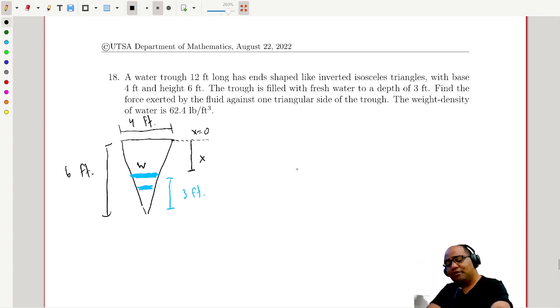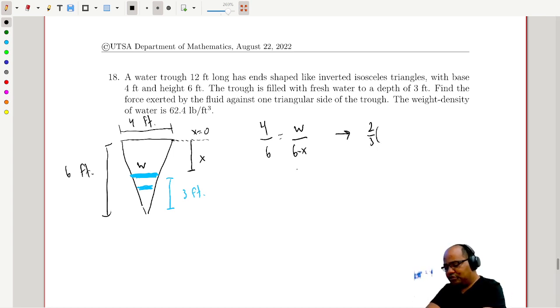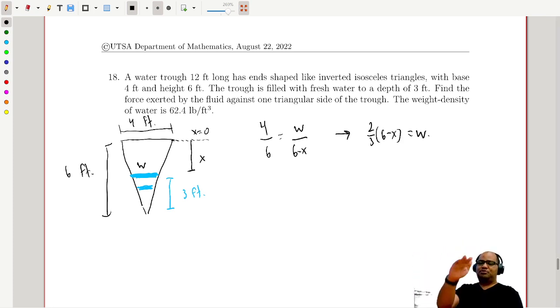So the width of the big triangle, 4, is to the height of the big triangle, 6, as the width at any position W is to the height. So if we're x feet deep, that means we are 6 minus x feet from the bottom. Now we go ahead and solve for W. We get 2/3 times 6 minus x, and that's equal to W. So now I have a width that corresponds to my depth.